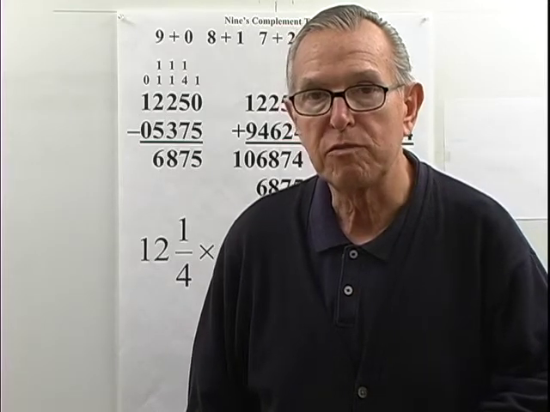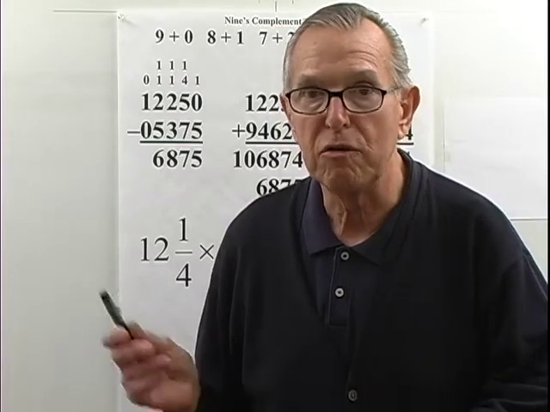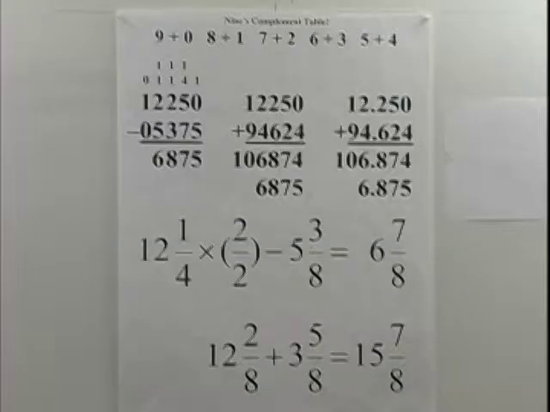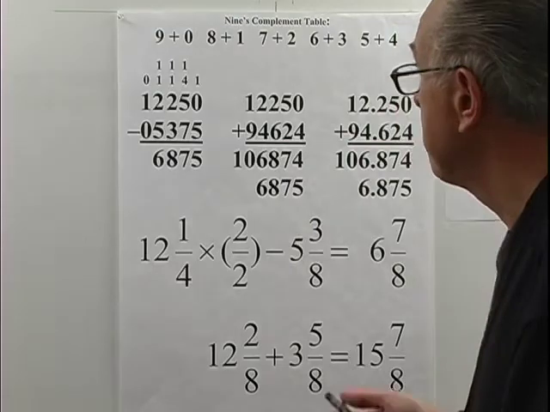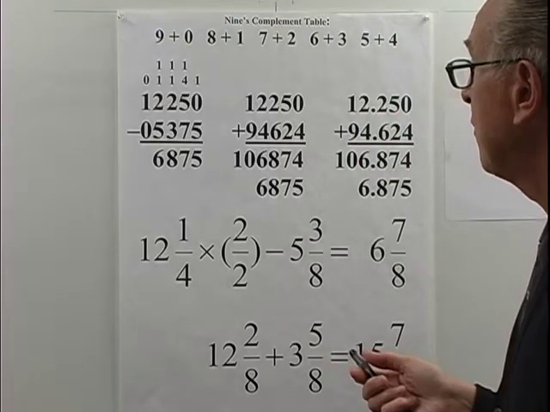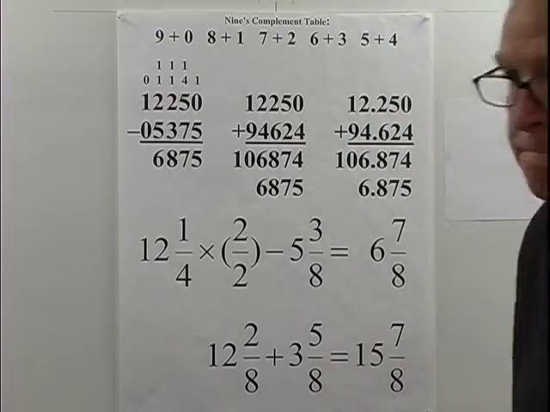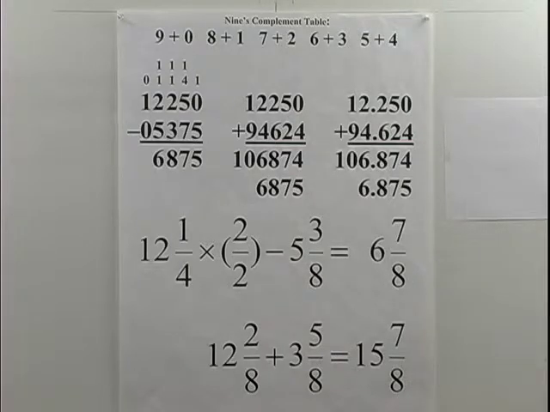We will try the nines complement procedure now on several other problems. First, using the textbook algorithm, from 12,250, I'm going to subtract 5,375. 5 is greater than 0, so I have to borrow 1 from that 5, make it a 4, and this becomes 10.